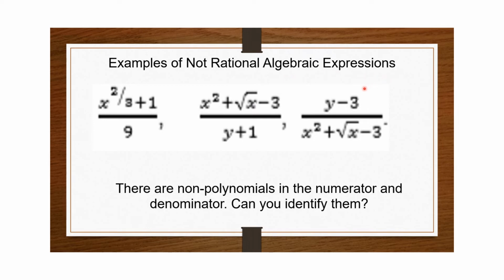The third one, y minus 3 over x squared plus square root of x minus 3. This is also not a rational algebraic expression. As you can see in the denominator, you have the square root of the variable x. This is not a polynomial, and so therefore, the whole expression is not a rational algebraic expression.